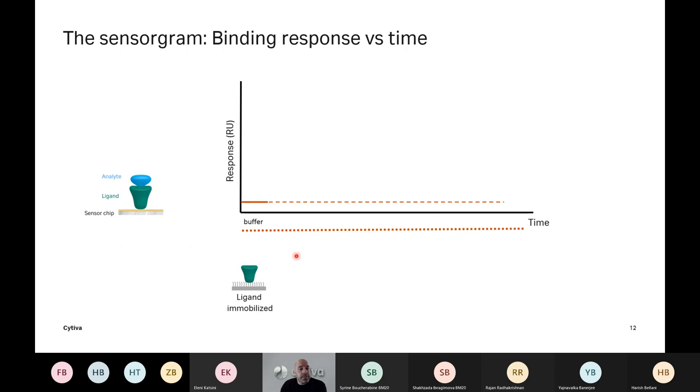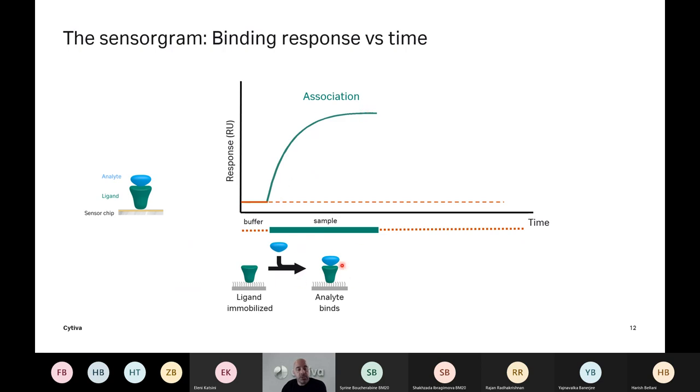So once we create the baseline, we can proceed to inject the sample. And if in the sample there are analyte molecules that interact with the ligand that we have on the chip, then we will monitor and record a positive signal because the mass on the chip will increase, okay? And this time during which we are injecting the sample is what we call the association phase. This time we are injecting the sample at a certain concentration of analyte molecules.